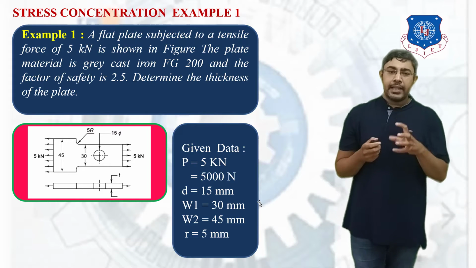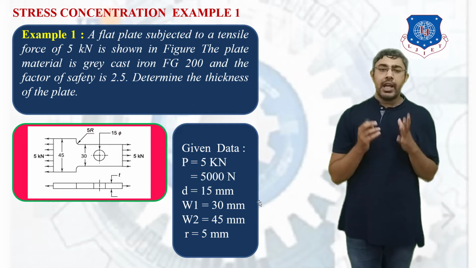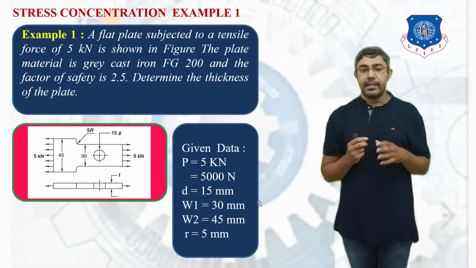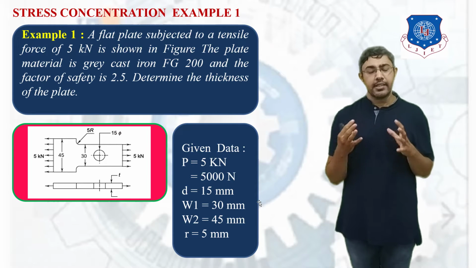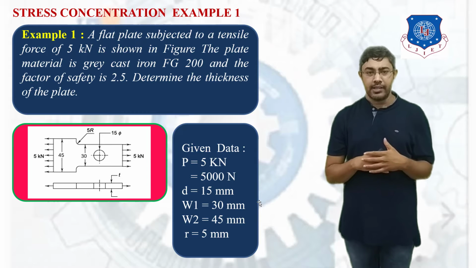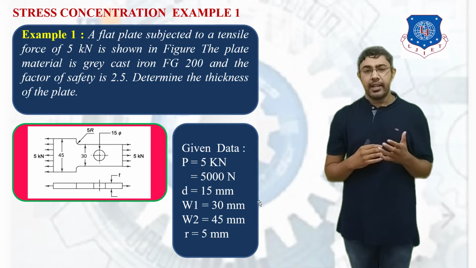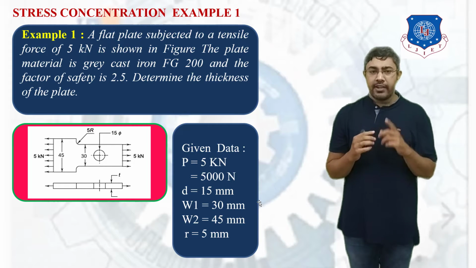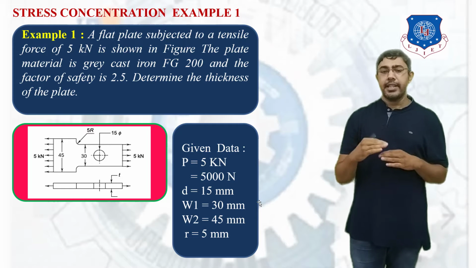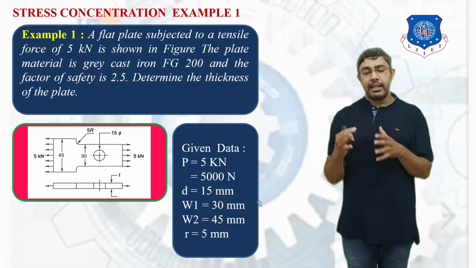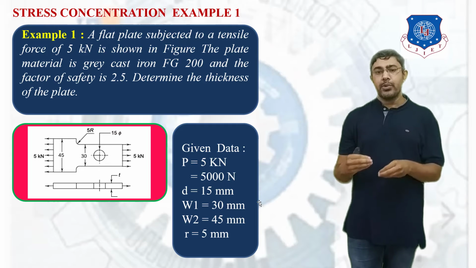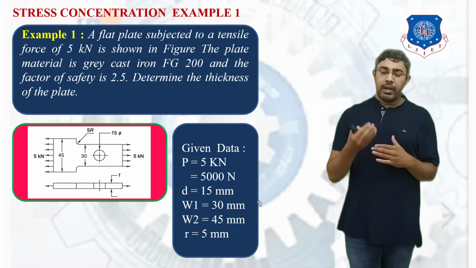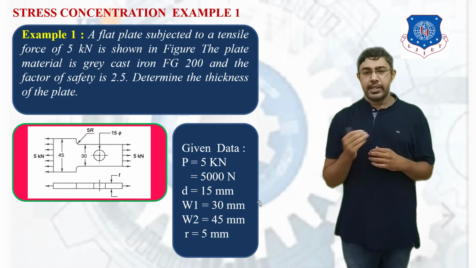To calculate the thickness of the plate, we first have to identify the critical section. From the figure, now you know what stress concentration is and how it occurs. According to the figure, the stresses are critical at two sections: first at the fillet section and second at the hole section. We calculate the stresses produced at both sections, and whichever is higher, we consider to calculate the thickness of the plate.